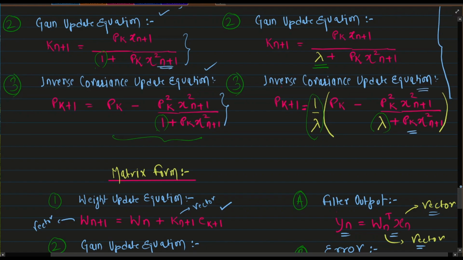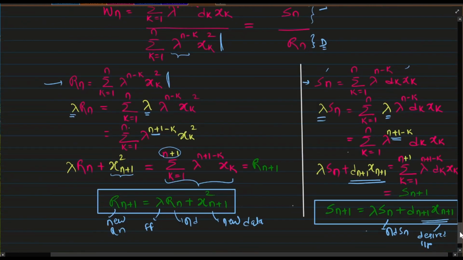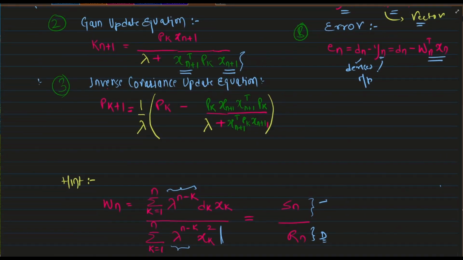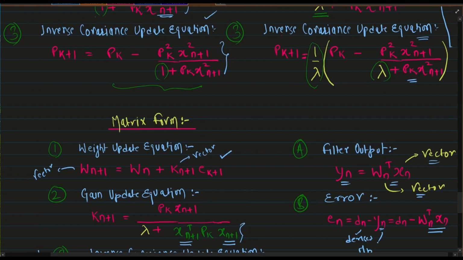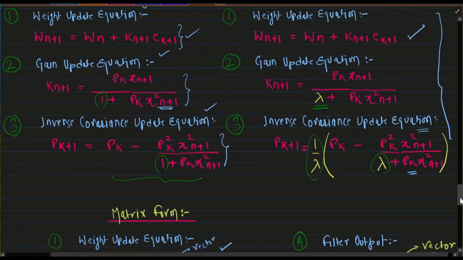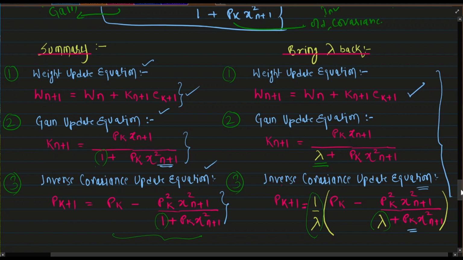here again, a couple of square terms are there. And in matrix form, P square K will become this, and xn plus 1 square will become xn plus 1 transpose. Similarly, the same modification is done in the denominator part. So this is the summary of the recursive least square algorithm. And in the next section, we will implement Python code to demonstrate the functioning of this particular filter.